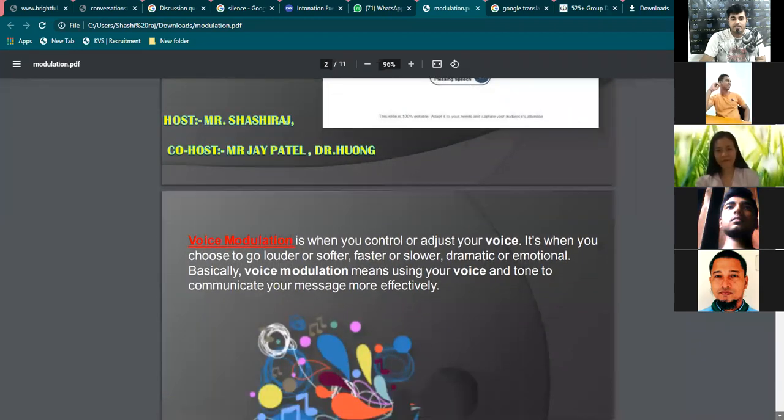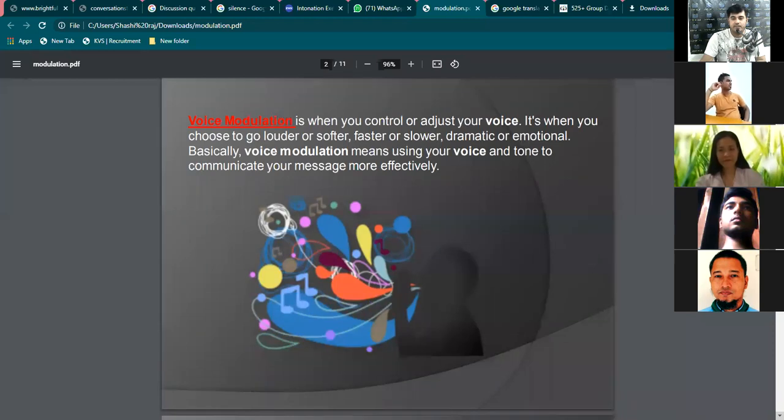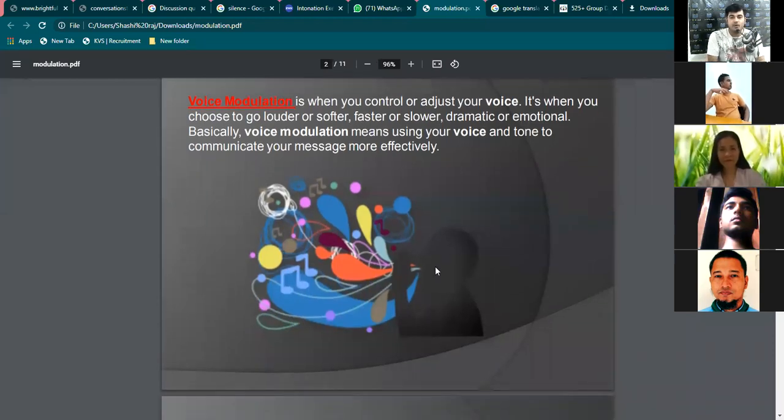Okay, so this is the introduction of voice modulation. Voice modulation is when you control or adjust your voice. The thing is that when you speak, many times you speak so fast, you speak in a simple or monotone, right? You don't have ups and downs. And when you adjust it, sometimes you bring ups, sometimes you bring downs. That's called voice modulation.